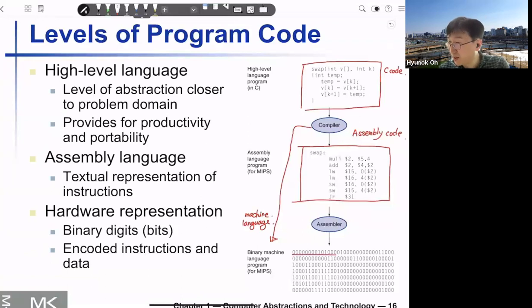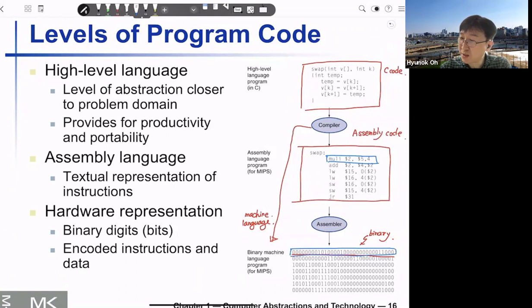Here machine code is just binary, okay? So 0, 0, 1, 0, this is binary. Currently we don't know what it means, right? We cannot understand what this binary means. But later you will learn about that. Each assembly code line corresponds to one binary. So this is one-to-one mapping. From the binary, you can translate to the assembly, and also from the assembly, you can easily translate to the binary machine language.